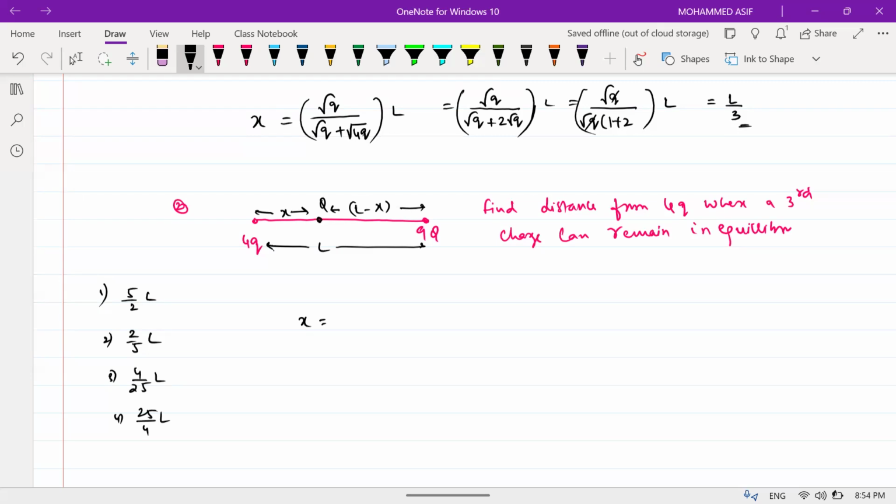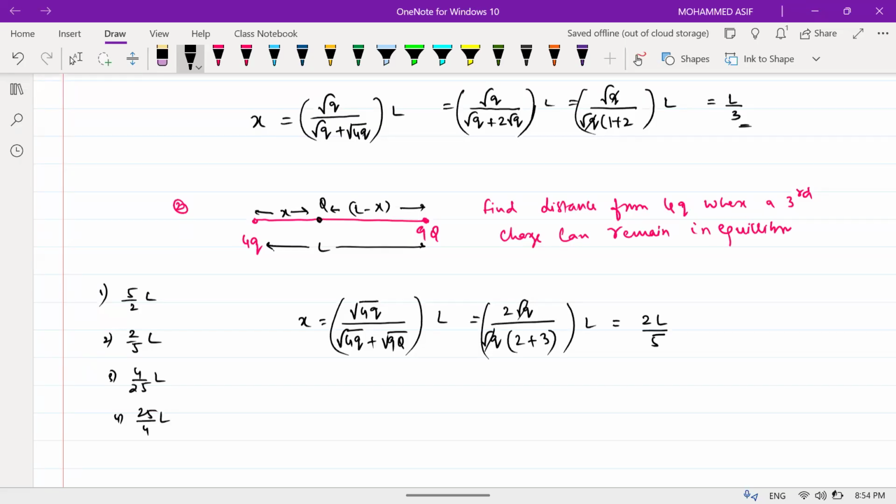Second option, sir. Very good. Got it now? Root of 4q divided by root of 4q plus root of 9q, into L. Root 4 is how much for me? 2 into root q divided by, here root q is common, into root 4 is nothing but 2, plus 3. Root q will get cancelled, into L. So this will be equal to 2L divided by 5.